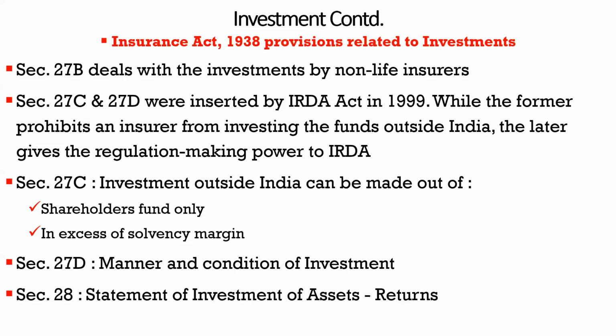So 27D gives IRDA the power to make regulation in this regard. I'll just read it out. 27C and 27D were inserted by the IRDA Act 1999. While the former prohibits an insurer from investing their funds outside India, the latter gives the regulation making power to IRDA.